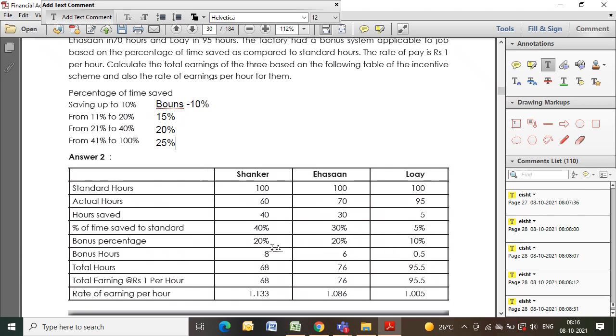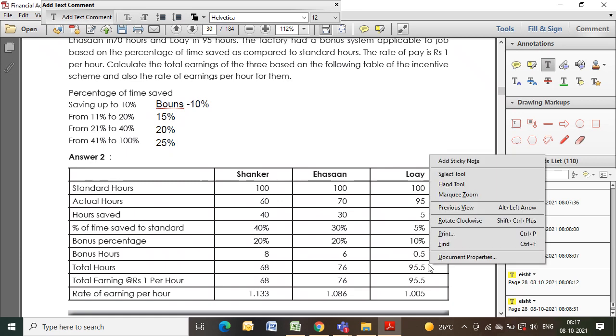The question has given us the bonus hours, which is what we have calculated. So 95, 70 is what you worked. So 30 is what you saved. So 6 you get. 40 is what you saved, and 8 hours is what you get. Okay. So total hours is 60 plus 8, right? 70 plus 6, and 95 plus 0.5. So you get all these rates.